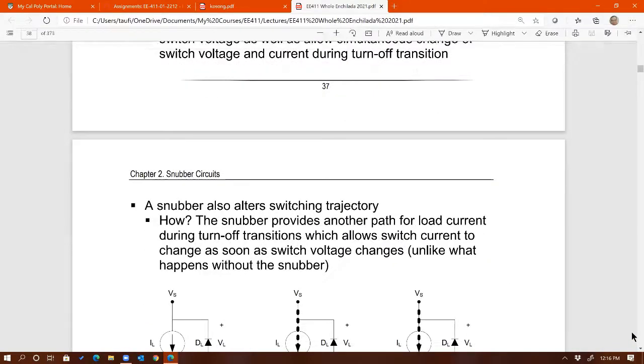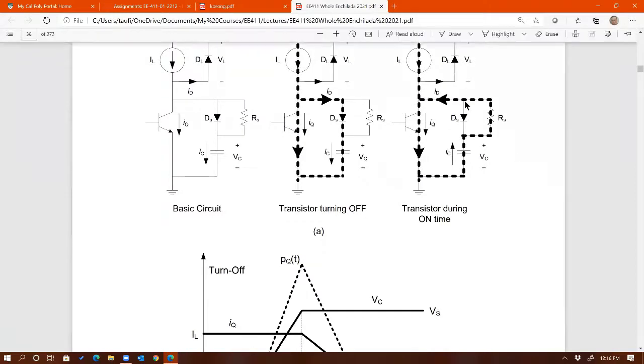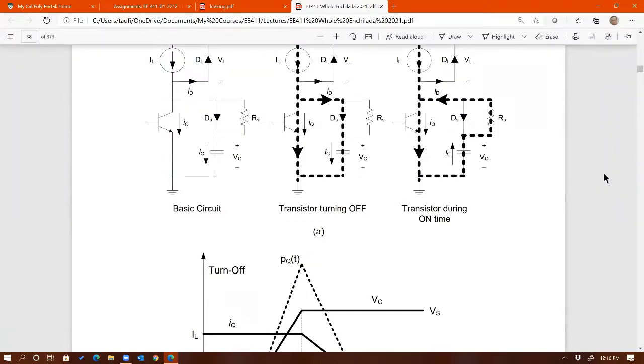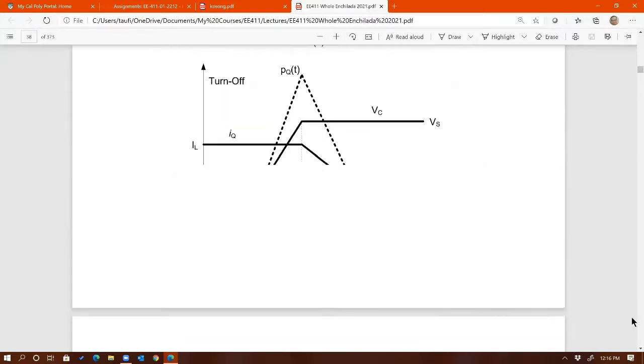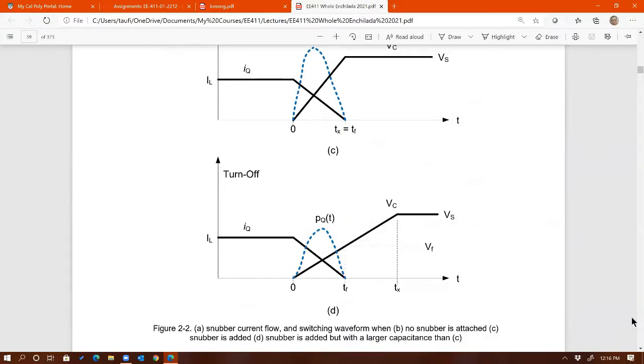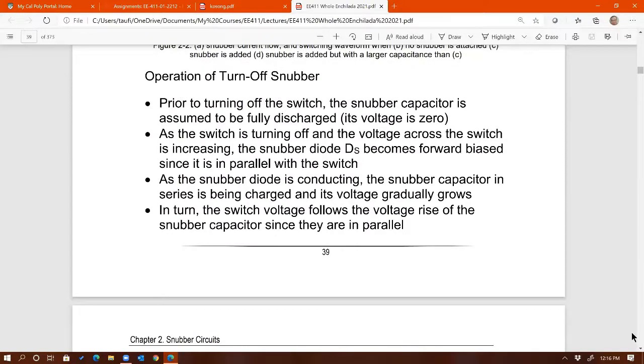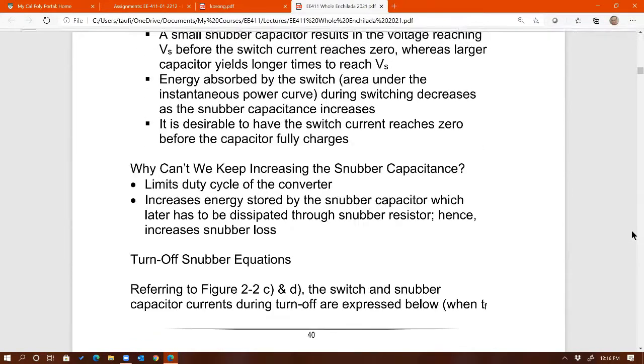So those are the two approaches, and as you learn from this section, the snubber provides both. That's what's nice about the snubber. So we talked about the effect of increasing capacitance, and you cannot just keep increasing capacitance, because that would limit the duty cycle as well as increase loss. And I don't think we have talked about snubber losses yet, but that's what we discussed last week.